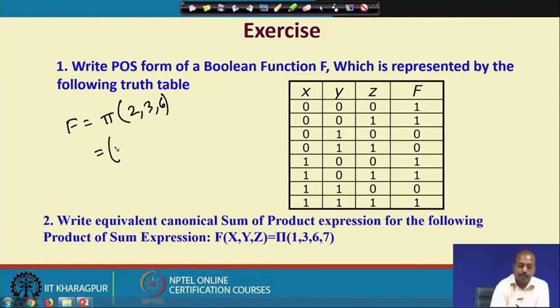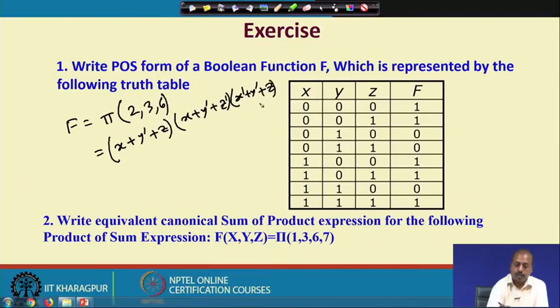So, for 0 I will write in true form. So, x plus y bar plus z, into 3, which is x plus y bar plus z bar, into 6, which is x bar plus y bar plus z. So, this is the sum of product, this is the product of sum expression. This is represented by max terms like this, and then we can represent it in pi form.